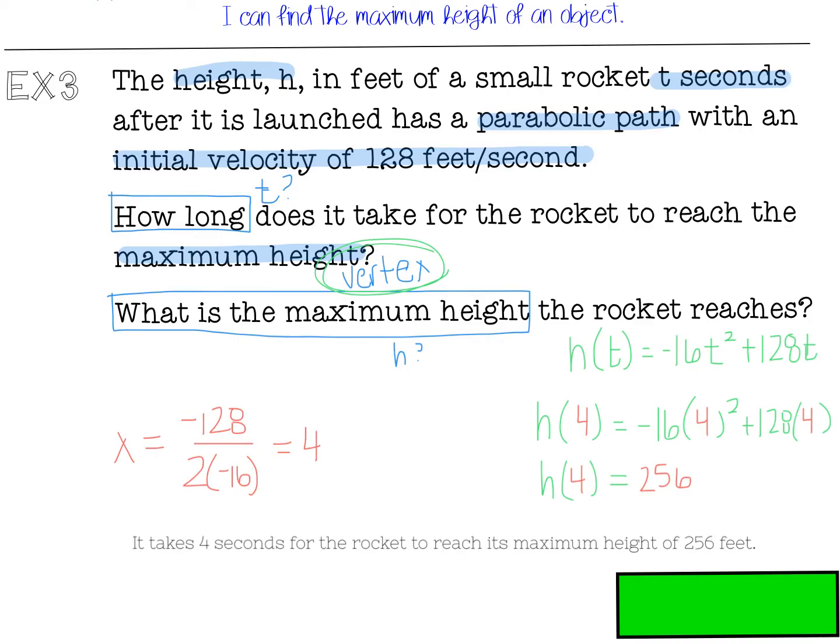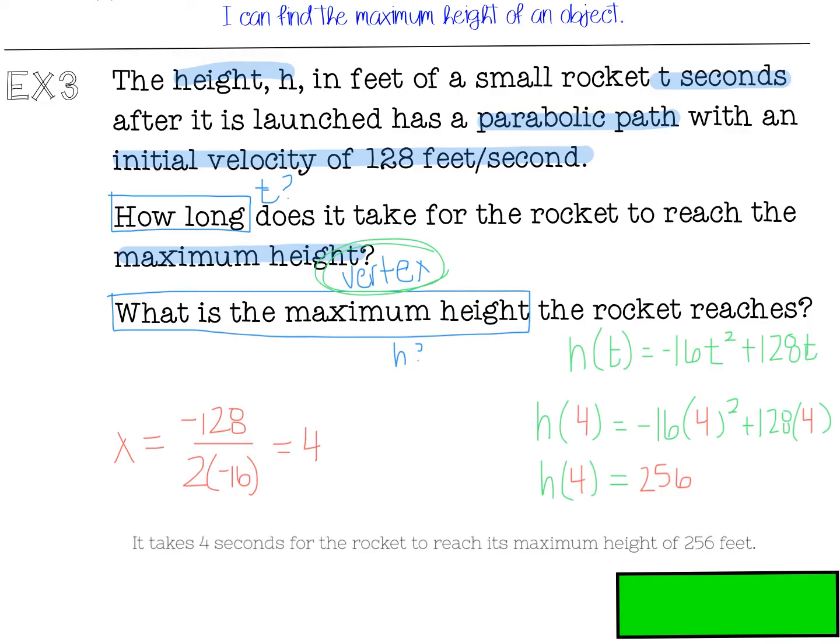So I use that same equation where I have h of t equals negative 16t squared, always starts like that, and I'm plugging in 128 for the velocity. It's a rocket starting on the ground, so it has an initial height of 0, so I would have a 0 there.